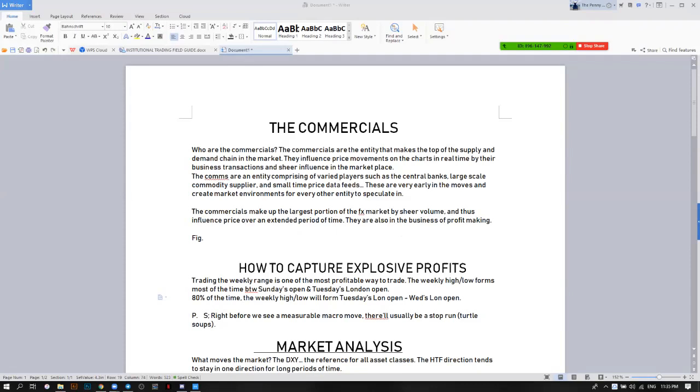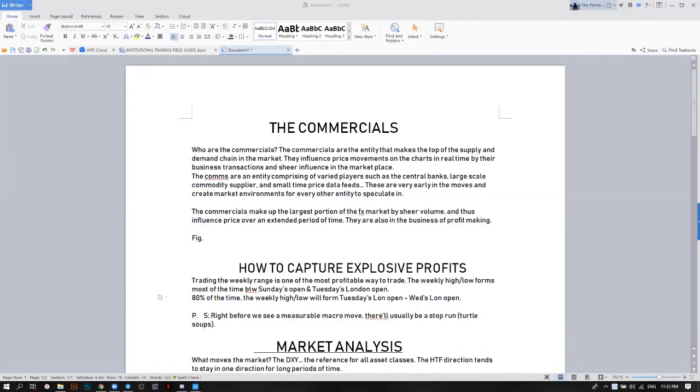So the commercials make up the largest portion of the FX market by share volume and thus influence price for an extended period of time. They are also in the business of profit making. So this, like I said before, this last statement should have a profound impact on you as a trader. That means if these people have the power to be able to move the market a certain direction for a period of time, that tells you that at will, they can get your money.